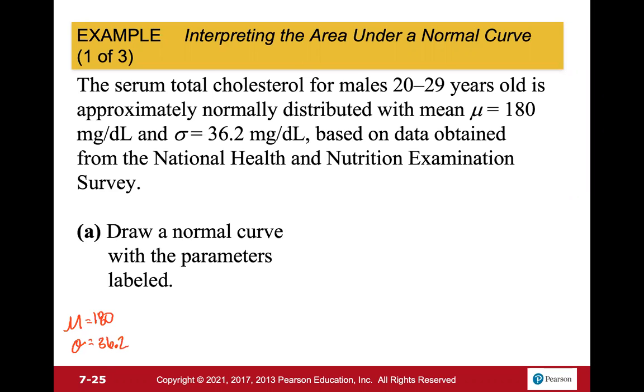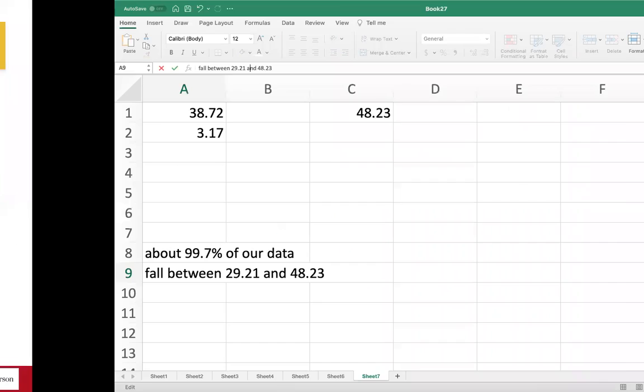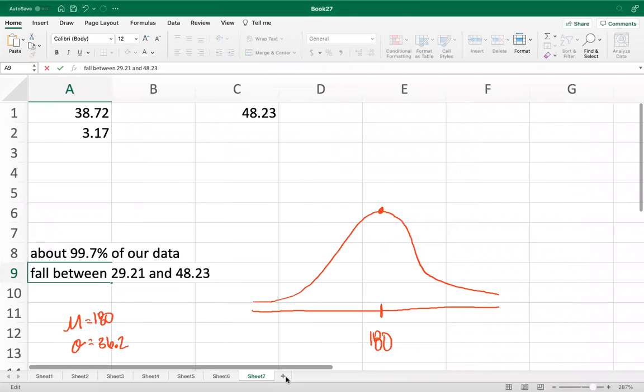A, draw the normal curve with the parameters labeled. Don't worry, we got this. So let's draw our normal curve. Doesn't really look normal. Better. So that's our normal curve. Remember, the mean is always going to be here in the middle, at the highest point of our graph. The mean is going to be 180. So from here, we're going to add and subtract the standard deviation a couple of times.